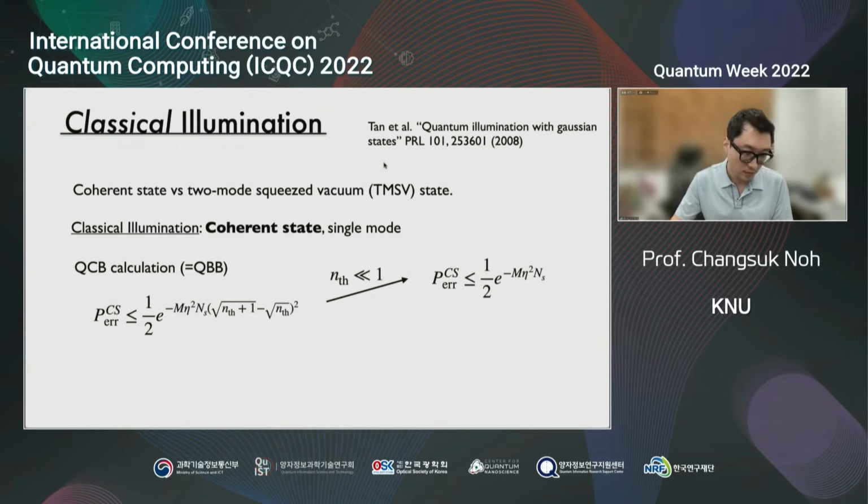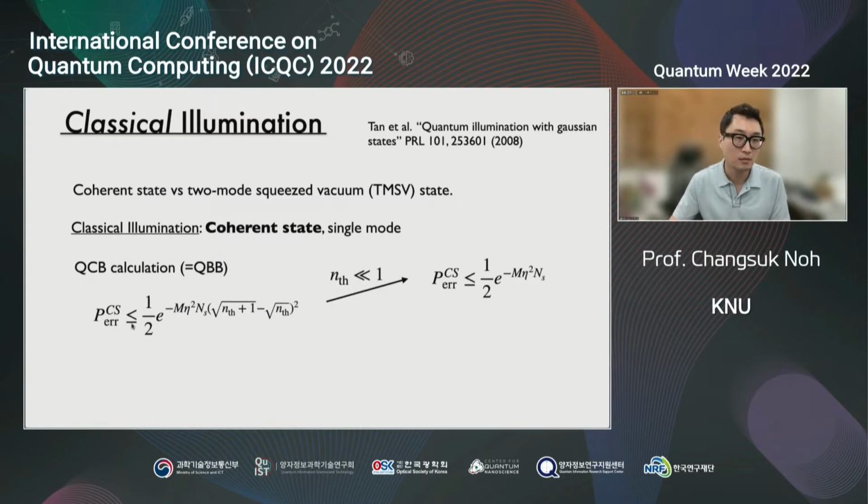Okay, so now let's look at illumination, because we know how to calculate the quantum Chernoff bound for Gaussian states. Shapiro's group has worked out the Gaussian state quantum illumination, where they consider the coherent state for the classical case, where there's only a signal mode going in without the idler mode, and the two-mode squeezed vacuum for the quantum case, quantum illumination. First, the classical illumination with the coherent state, single mode. In this case, the QCB turns out to be the same as the QBB.